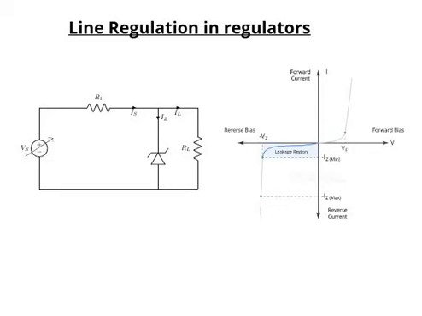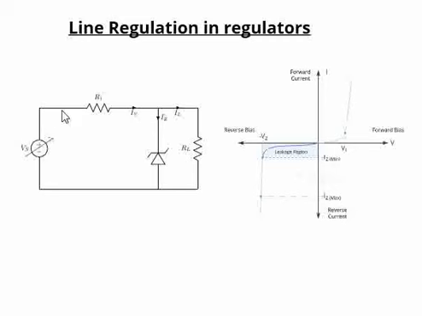All, in this video we will talk about line regulation in regulators. For explaining line regulation, we have considered a Zener based voltage regulator. Line regulation basically talks about the variation of output voltage with variation of input voltage. What do we mean by it?